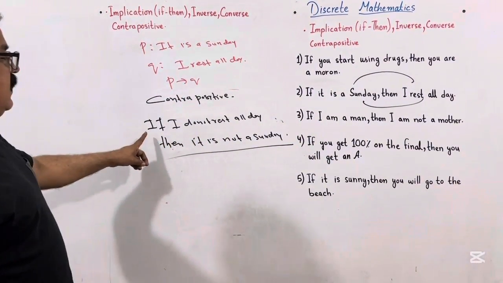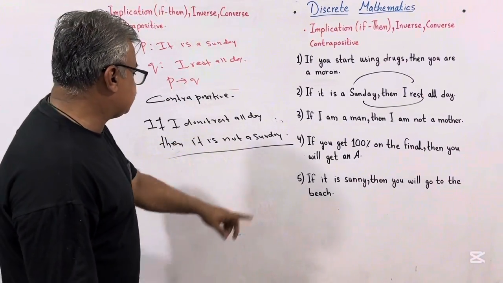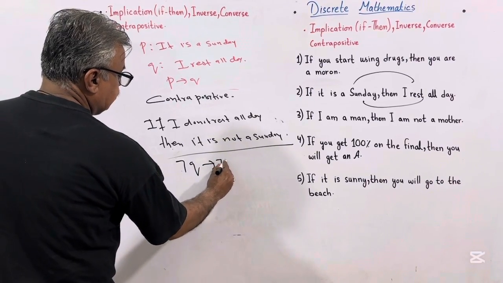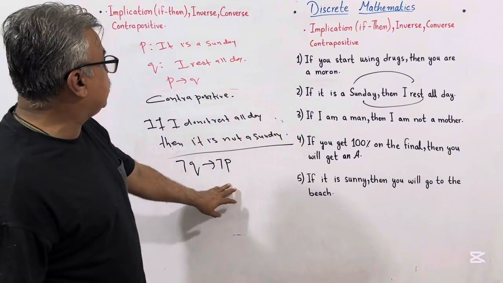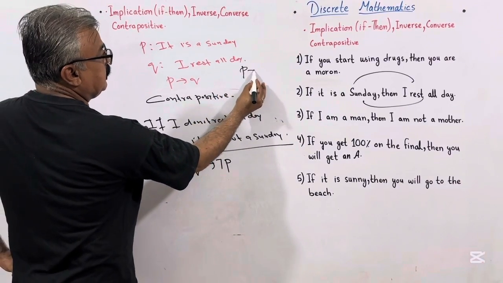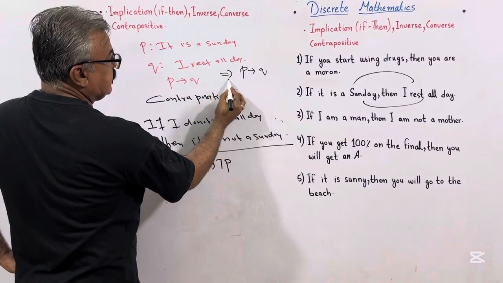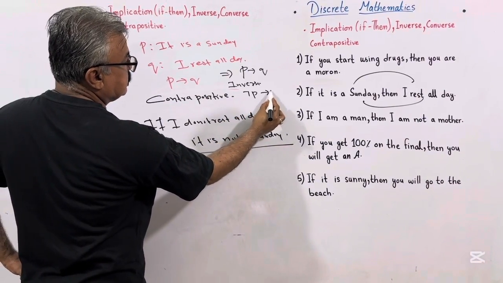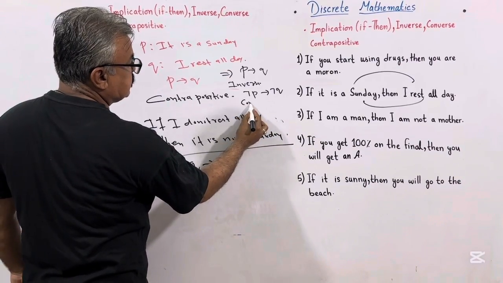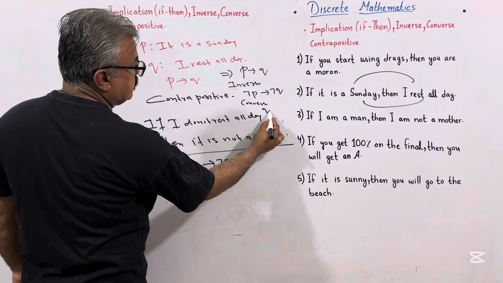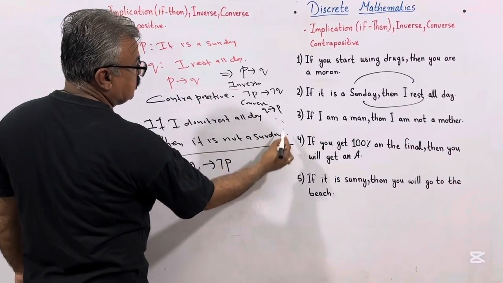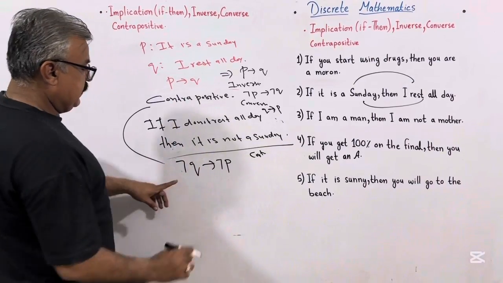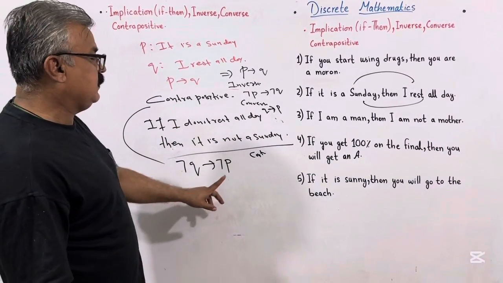If I do not rest all day, then it is not a Sunday. That means negation of Q implies negation of P. Simply, P implies Q is the given implication. Its inverse is negation of P implies negation of Q. Its converse is Q implies P. Its contrapositive is what I have written here: negation of Q implies negation of P.